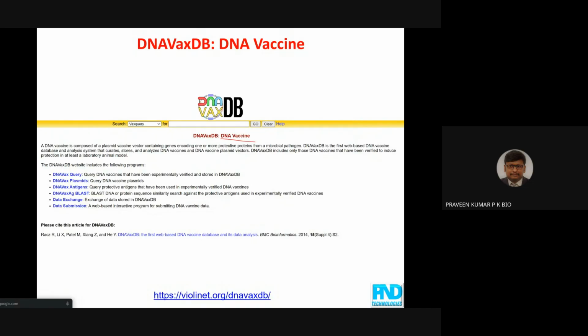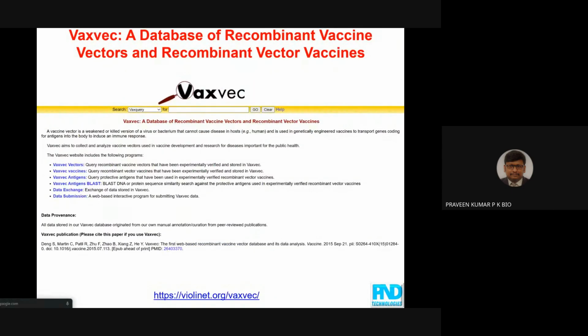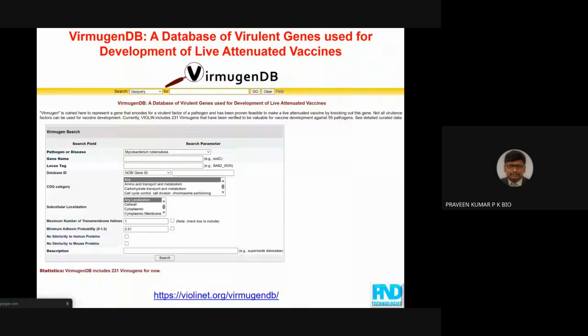First of all, before designing, we can check whether the vaccines are available or not. Using this, the DNA vector we have completed. Next we come across VaxVec, a database of recombinant vaccine vectors and recombinant vector vaccines. Specifically for recombinant vectors, whatever we have discussed as Covishield is of course a vector. They have used recombinant technology, and of course that is also linked with VaxVec. Covishield is also linked with this.